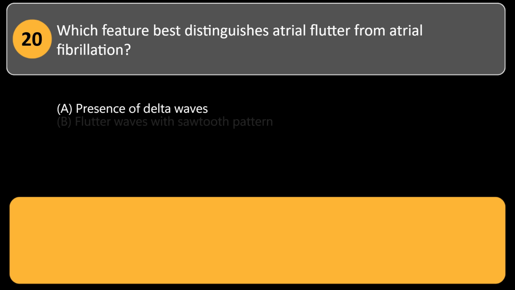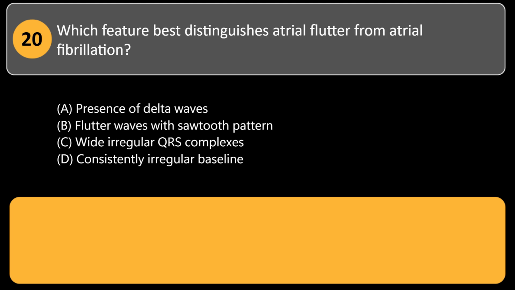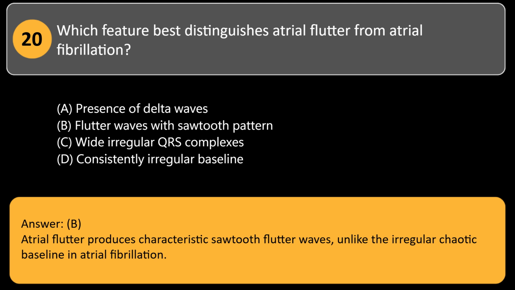Which feature best distinguishes atrial flutter from atrial fibrillation? A. Presence of delta waves. B. Flutter waves with sawtooth pattern. C. Wide irregular QRS complexes. D. Consistently irregular baseline. Answer, B. Atrial flutter produces characteristic sawtooth flutter waves, unlike the irregular chaotic baseline in atrial fibrillation.